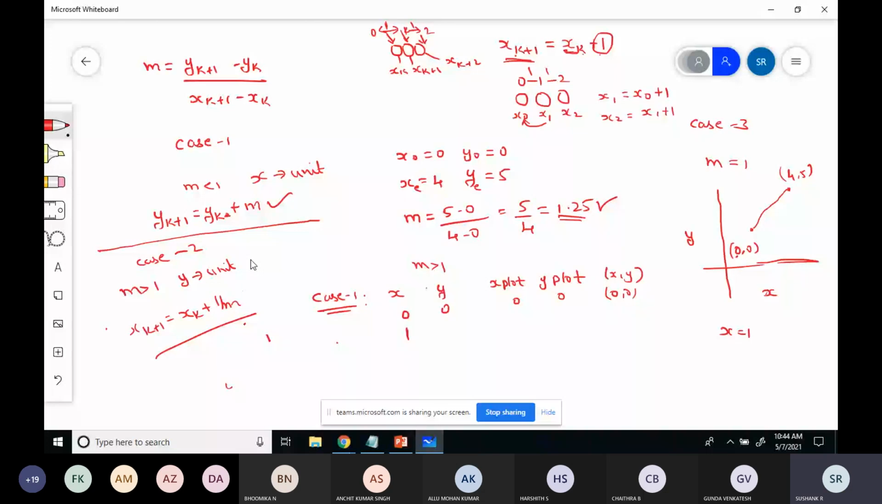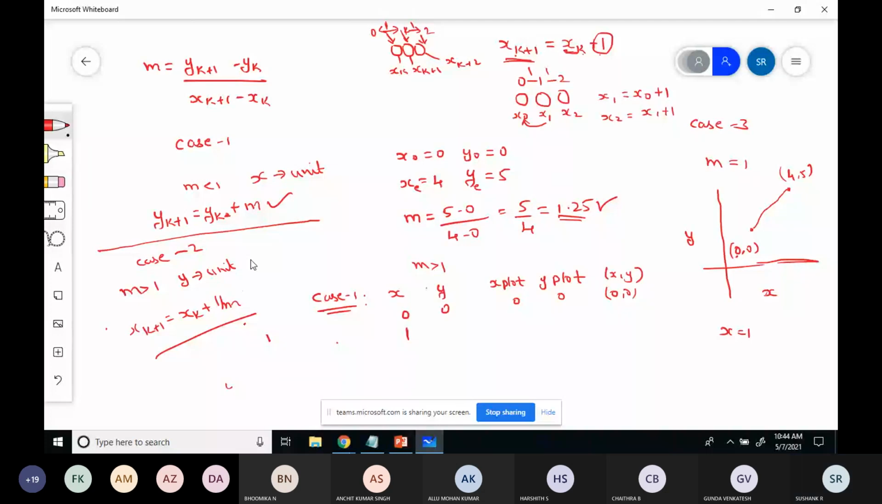So what is the formula to find out y of k plus 1? When x is incremented by 1, you have to find the value of y. So what is the formula which I have given? Y of k plus 1 is equal to y of k plus m. So now you just replace. So this is x0, y0. This will be x1, y1.